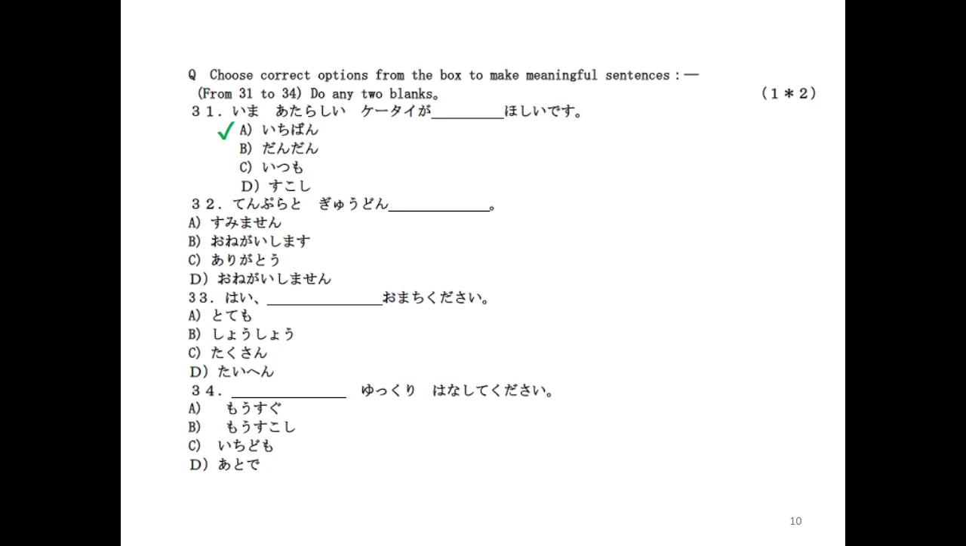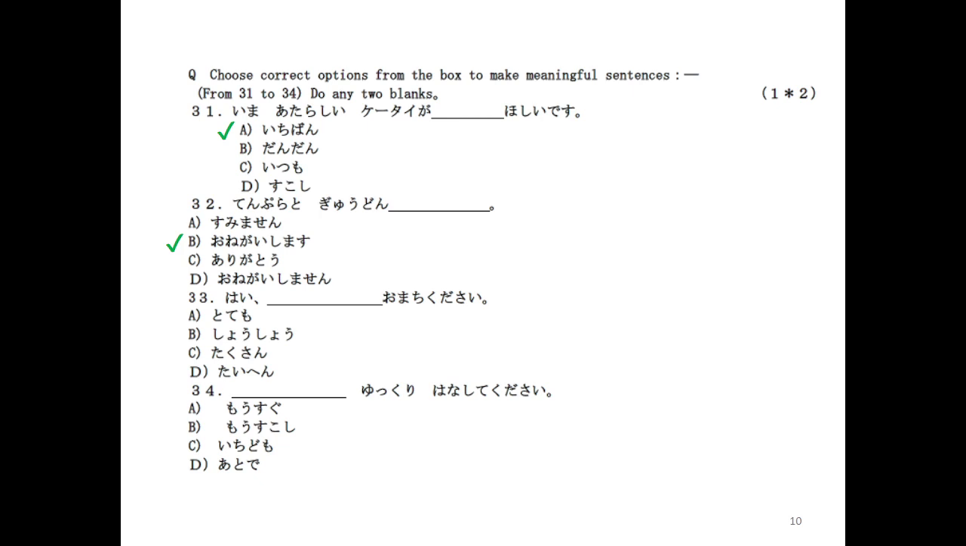Question number 32. Tempura to gyudon dash. How do you place an order? You do so by saying onegai shimasu. After the food which you have ordered has come, you can say arigato. So the correct answer here is option B.